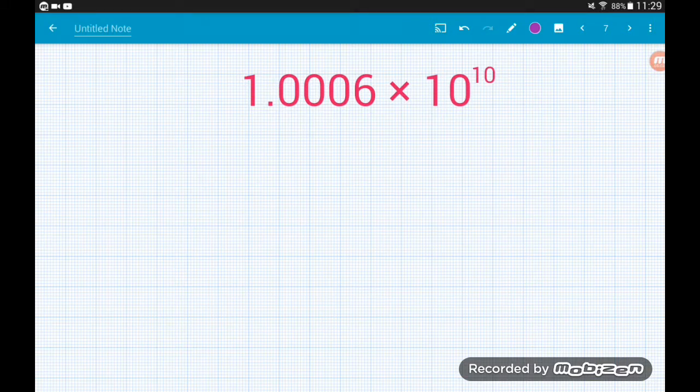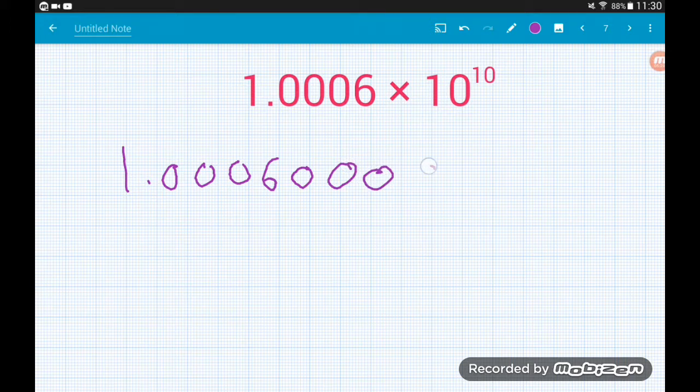Okay, what about 1.0006 times 10 to the power of 10? Well, our decimal point here is going to need to move 10 places to the right. So let's write down 1.0006 and let's put some zeros after it. Let's see how we're going up to there, shall we? Okay, so we need to go 10 places to the right.